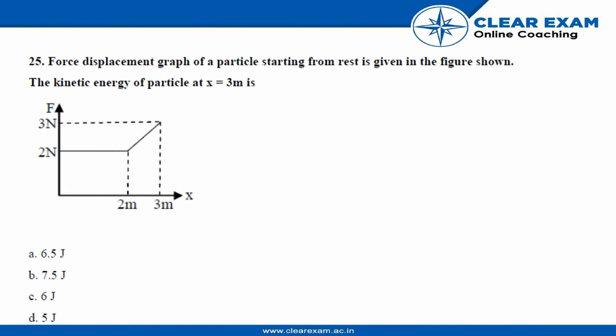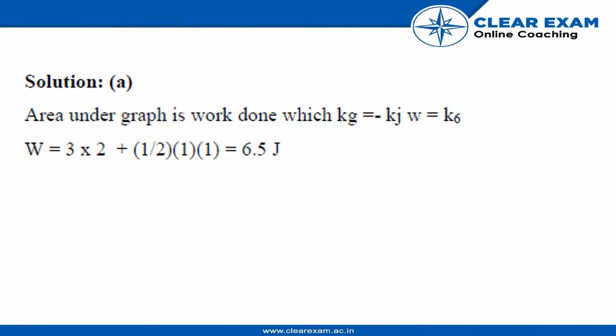The question is, a force displacement graph of a particle starting from rest is given in the figure. The kinetic energy of the particle at x equal to 3 cm is... We need to find the kinetic energy of the particle at x equal to 3 cm, where the displacement of the particle starting from rest is given in this graph. So let's find this kinetic energy of the particle at x equal to 3.